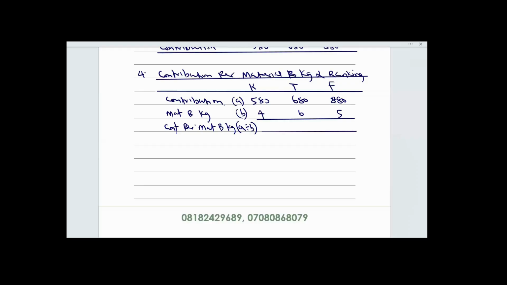So 580 divided by 4. What do you have? 145. 680 divided by 6 is 113. 880 divided by 5 is 176. So the next thing we need to do is to rank our results in a descending order.